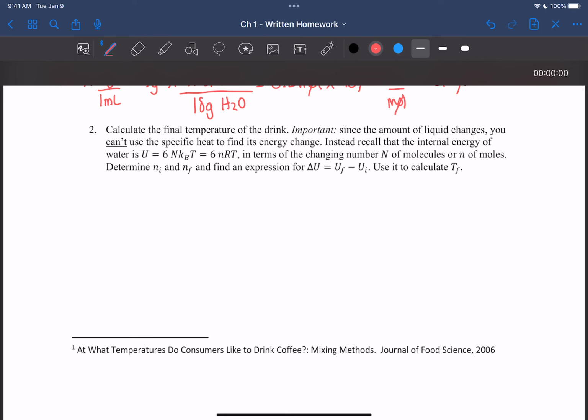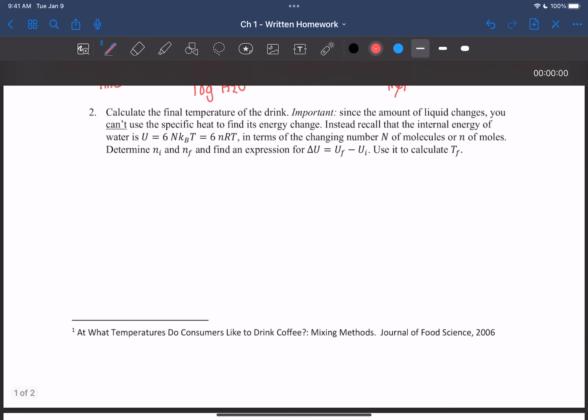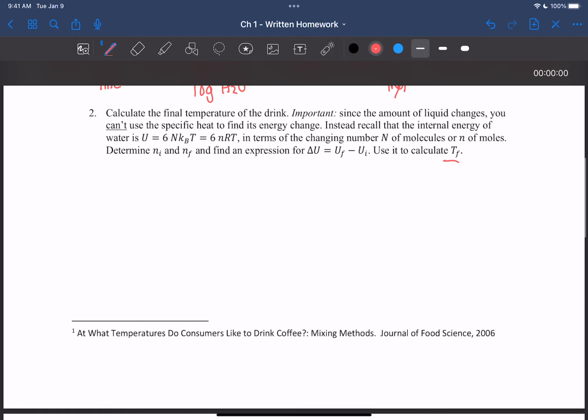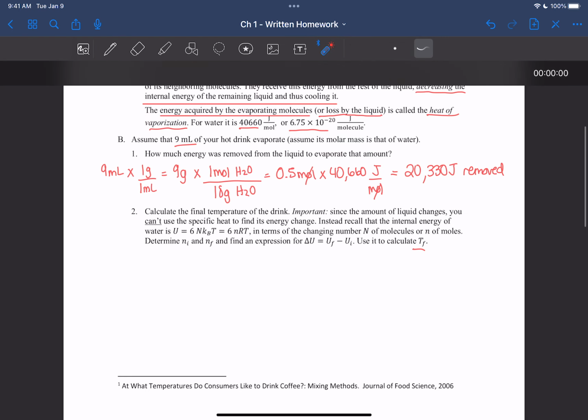Instead, recall that the internal energy of water is U equals 6N kBT. That's equal to 6 nRT. In terms of the changing number N of molecules or N of moles, determine Ni and Nf. Find expression. Okay. So they want us to calculate the final temperature of the drink after those 9 milliliters were lost, right?